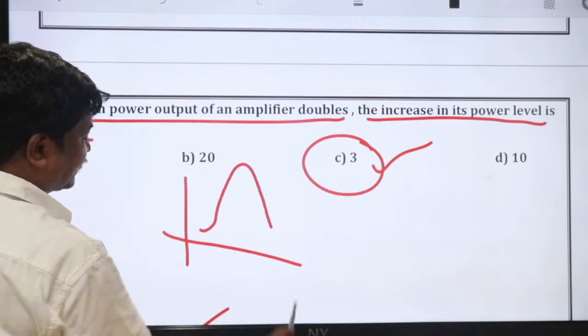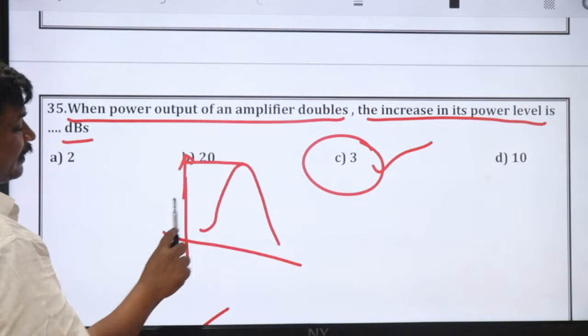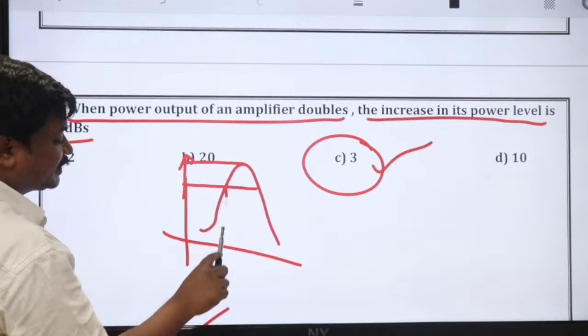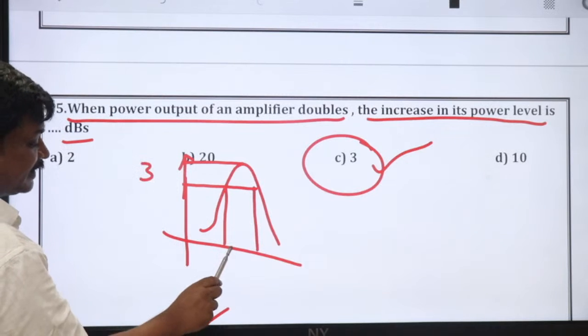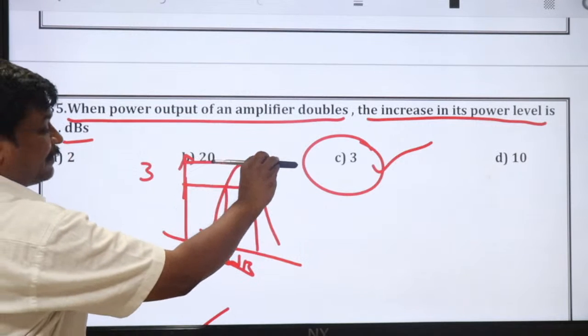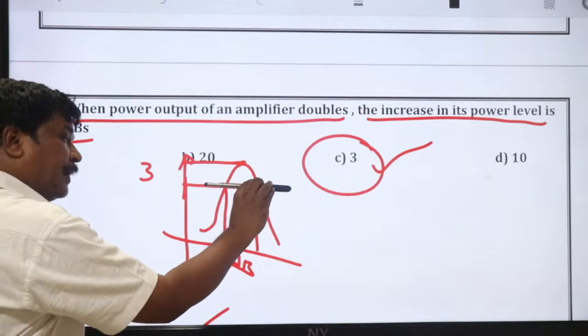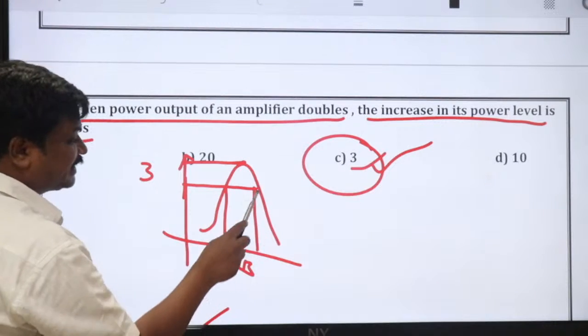You may have studied resonance also. When you have a power here, power becomes half. These frequencies are called what? 3 dB frequencies. When power is coming from 10 to 5 watts, or power is going from 5 to 10 watts, both the values will be equal to 3 decibel frequencies.